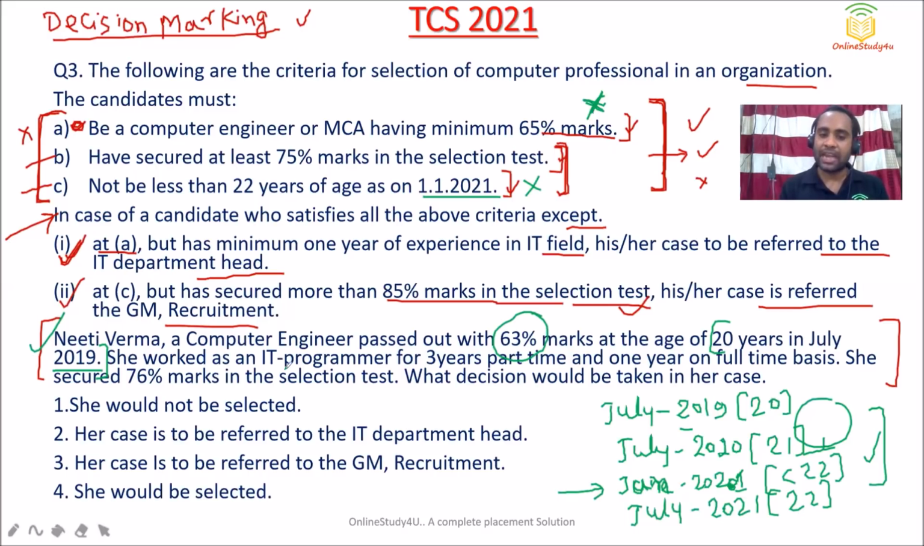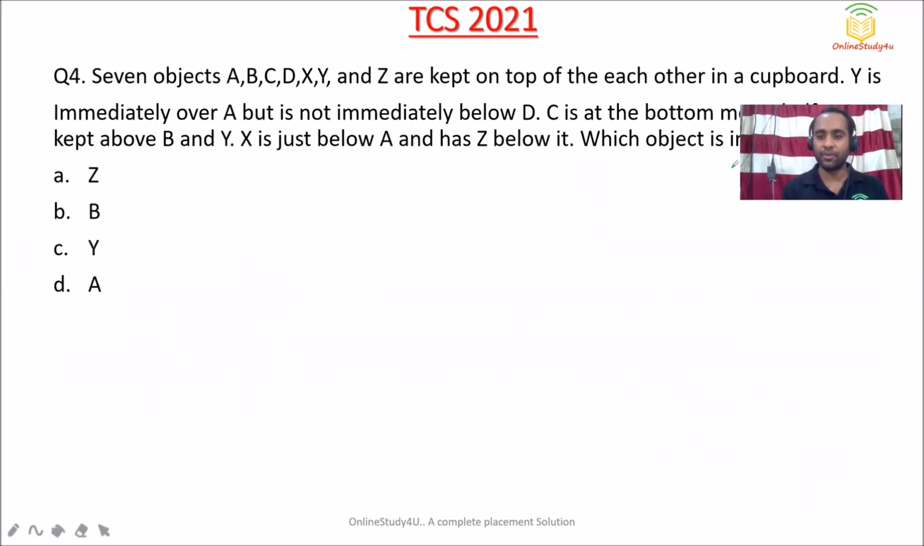She worked as an IT programmer for 3 years part-time and 1 year on a full-time basis. She has secured 76% of the marks in the selection test. What decision would be taken in her case? Now friends, if you do not fulfill the third criterion, then you should have scored 85% marks in the selection test, which she has not scored. So in that case, she would not be selected. I hope this decision making question will be clear to you.